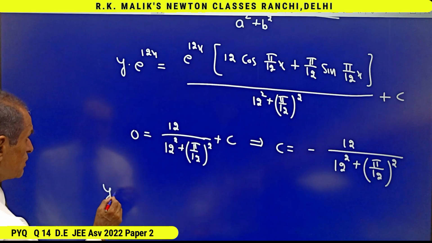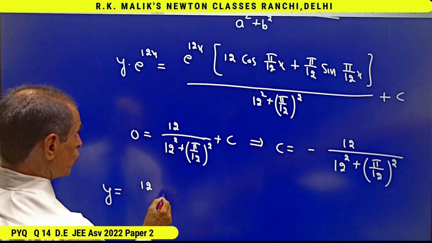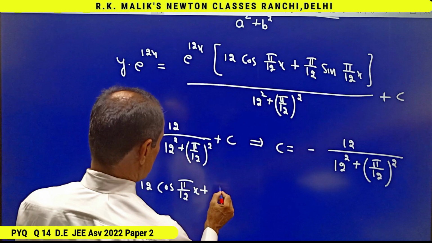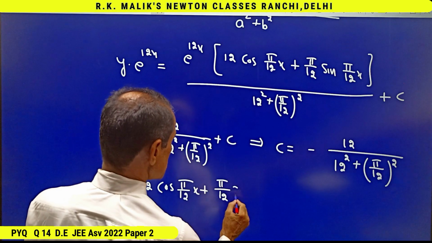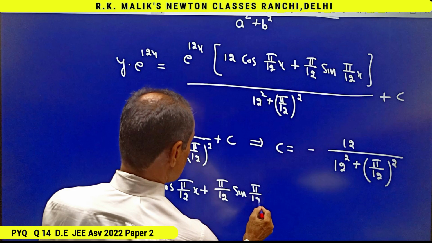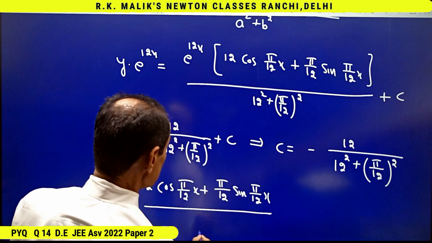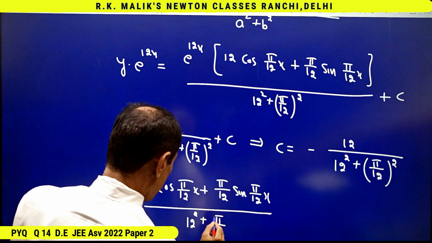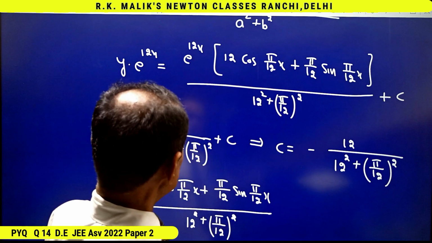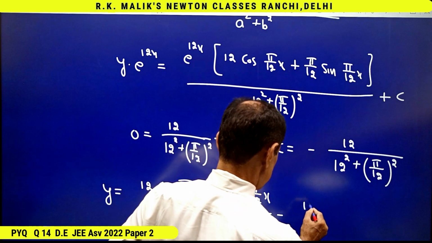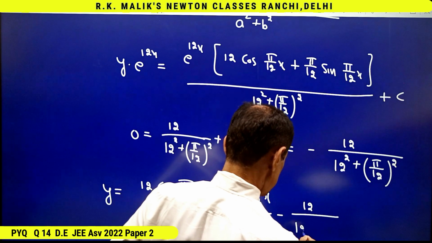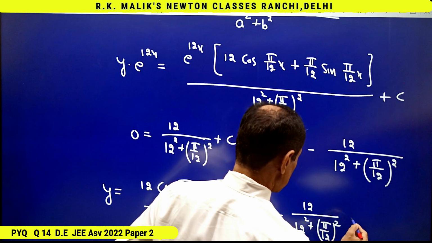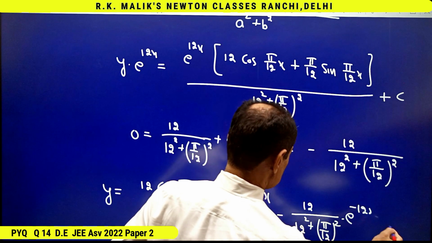Hence, I get y is equal to (12 cos pi by 12 x plus pi by 12 sin pi by 12 x) upon 12 square plus pi by 12 square, minus 12 upon 12 square plus pi by 12 whole square into e to power minus 12x.